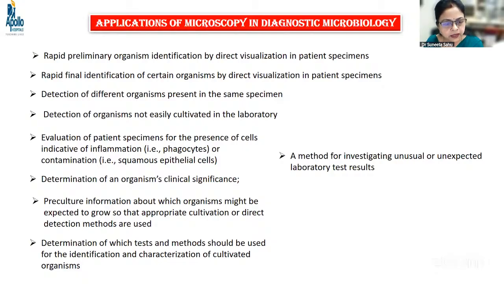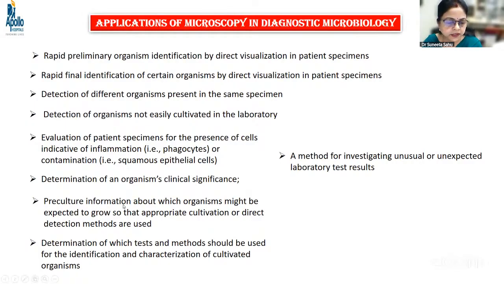We also evaluate the patient specimen, because, as I said, when I receive the sample, I will evaluate the specimen for the presence of inflammatory cells, squamous epithelial cells, or any liver cells present. I can determine the organism's clinical significance, because there are certain organisms which are prevalent in liver abscess. So if it is correlated, I can determine and give a quick diagnosis to the clinicians.